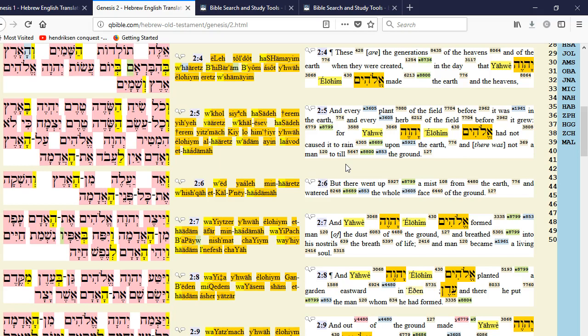Now it is interesting that just before it, it says these are the generations of Shemaim and Aretz when they were created, in the day that Yahweh Elohim made the earth and the heavens. In the day, we need to seriously consider what this Yom means and contextualize it, and have nothing but contempt and suspicion of everything that the Masoretes have fed us.